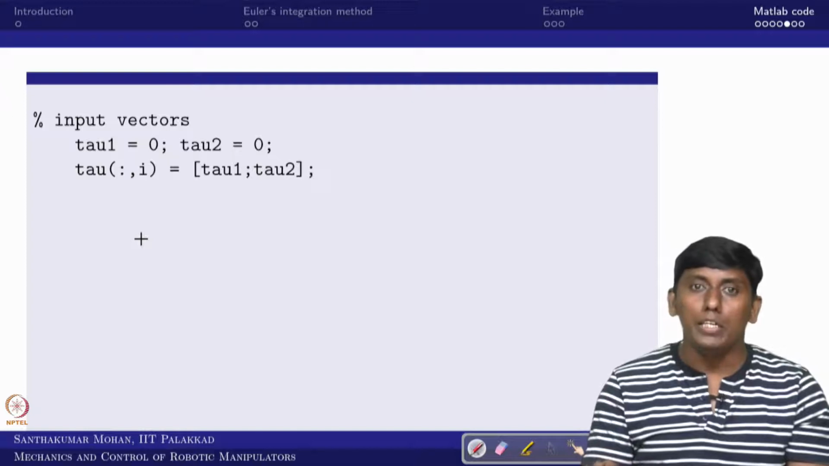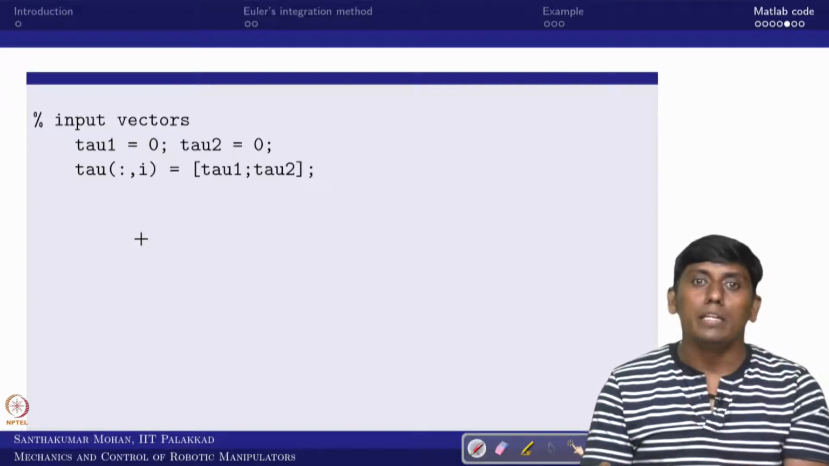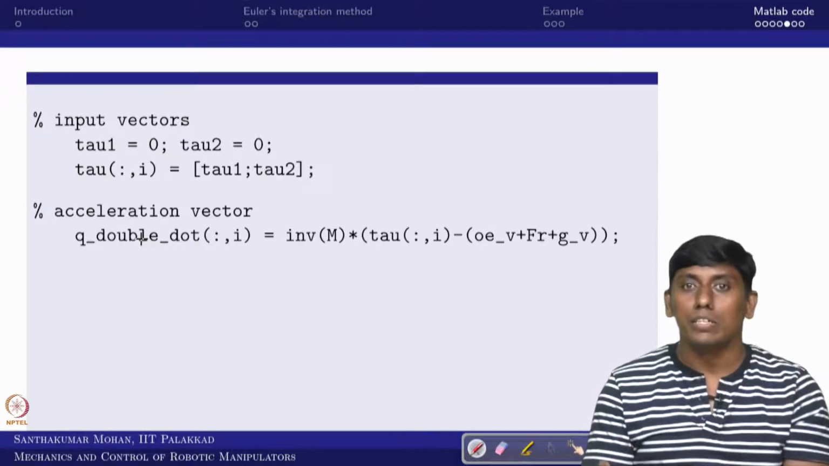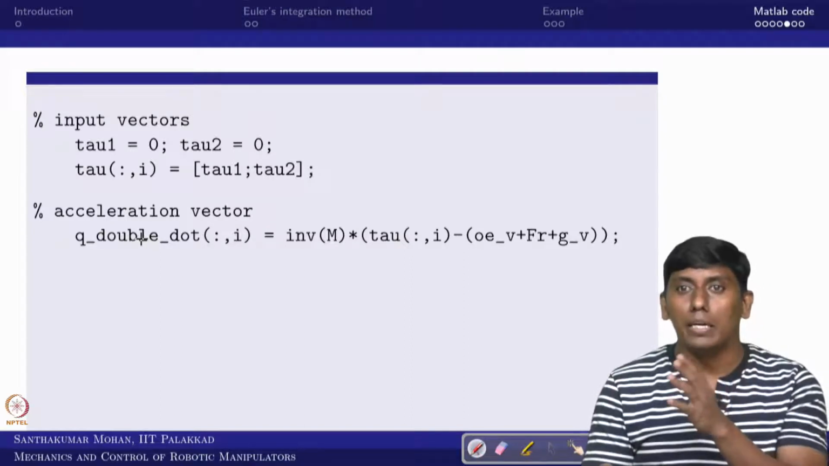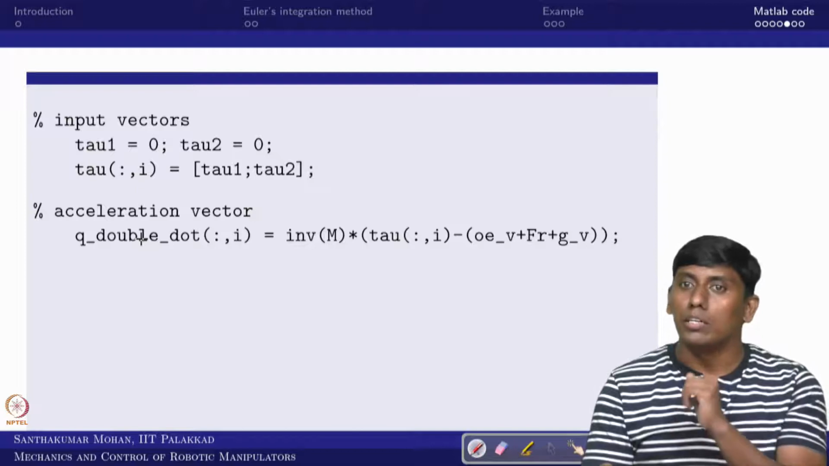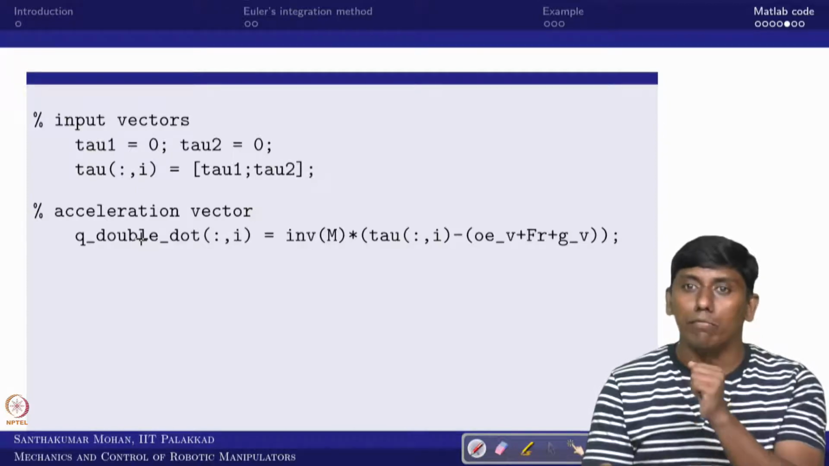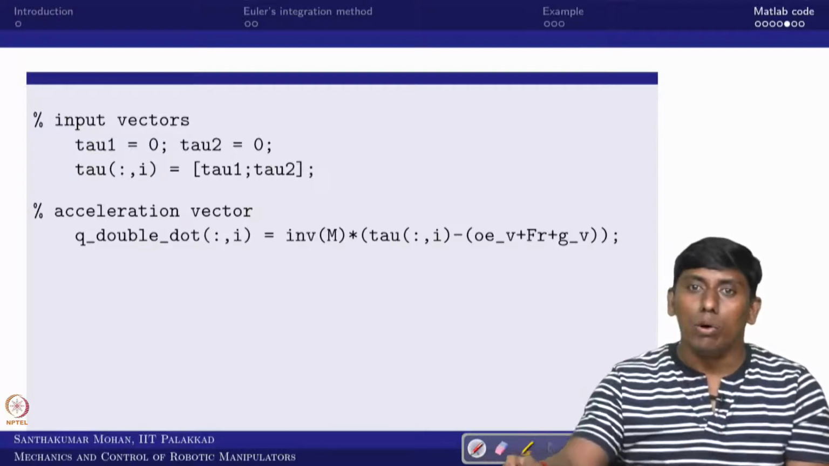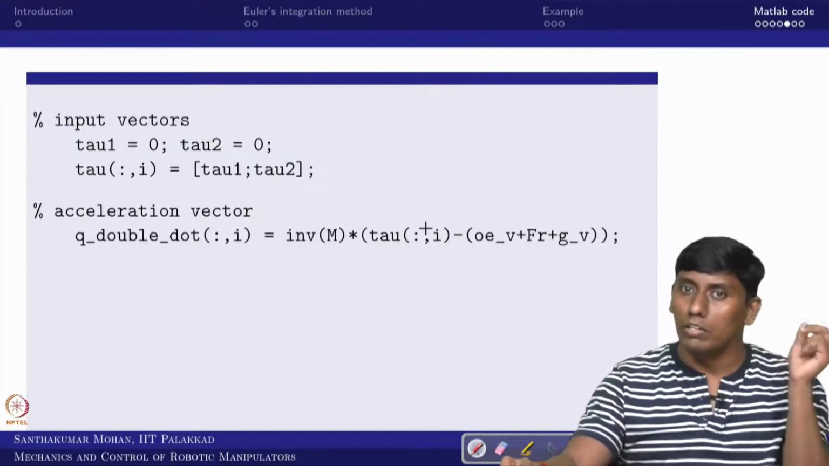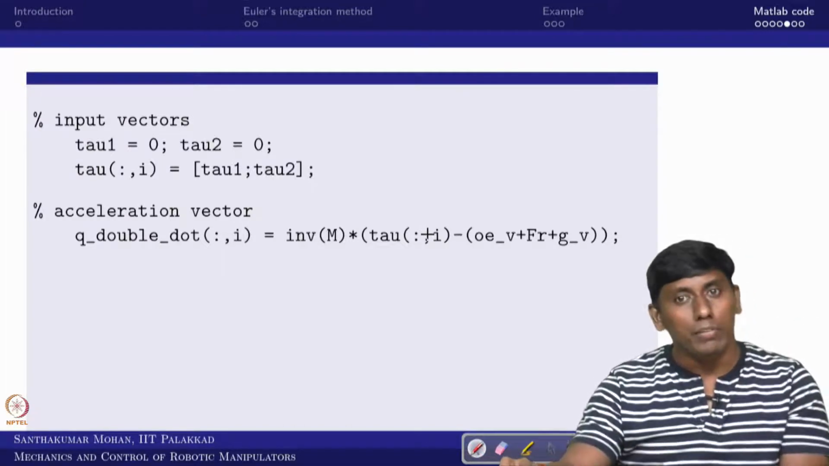So now what we need to do? We have to find the q double dot term, which is what we call the acceleration vector, that is inverse of M into tau minus V of q comma q dot plus the frictional component plus gravitational component. These all we have used from the equations we have written in the previous slide.